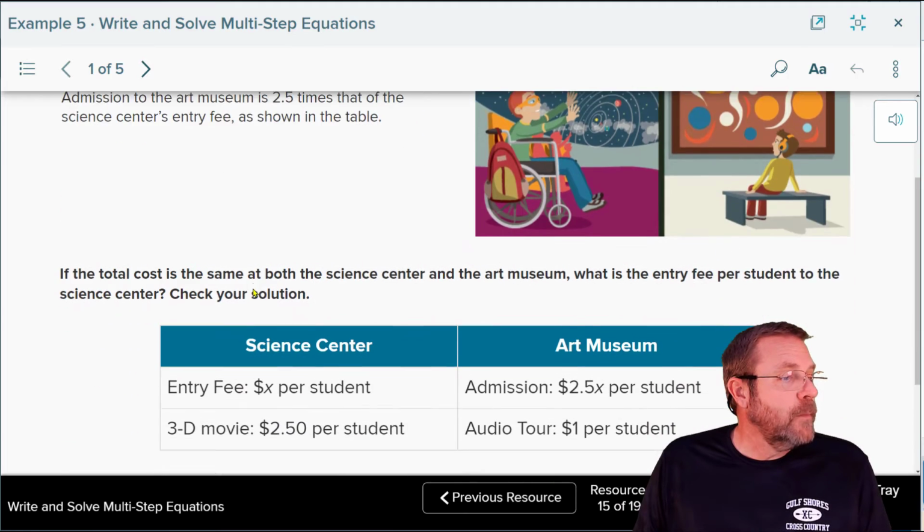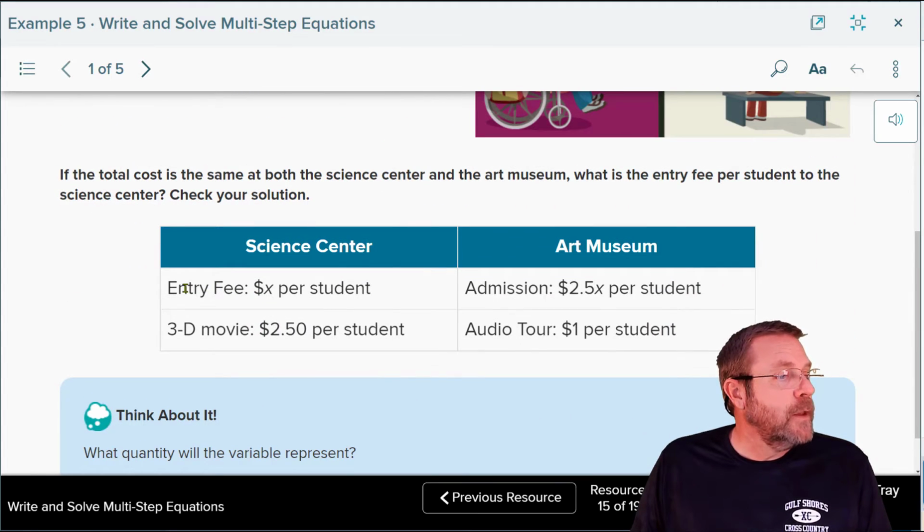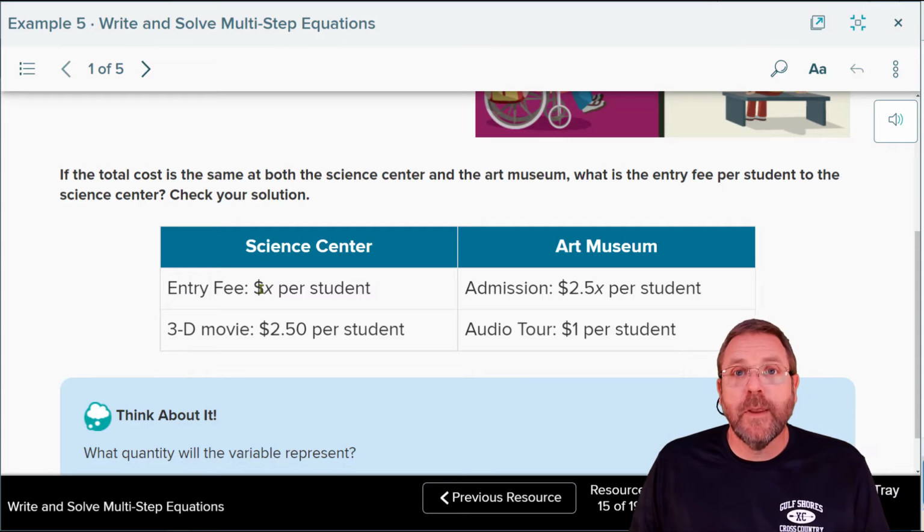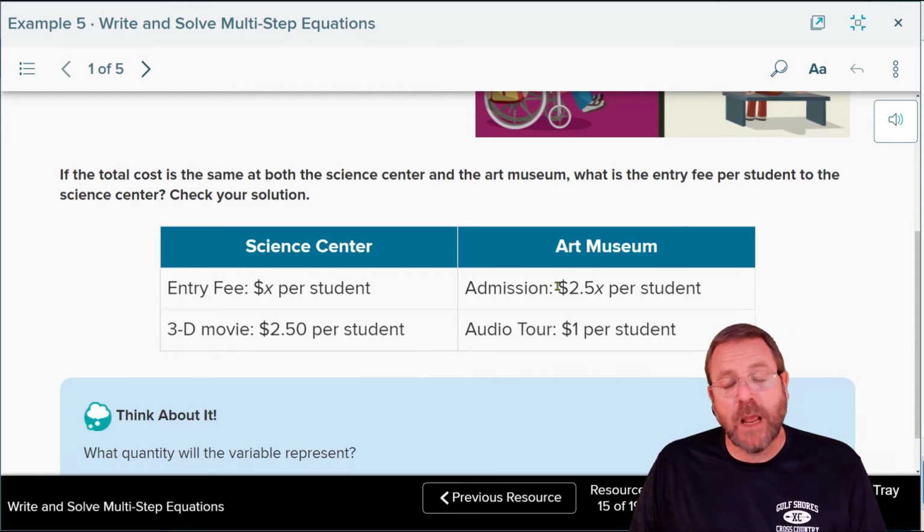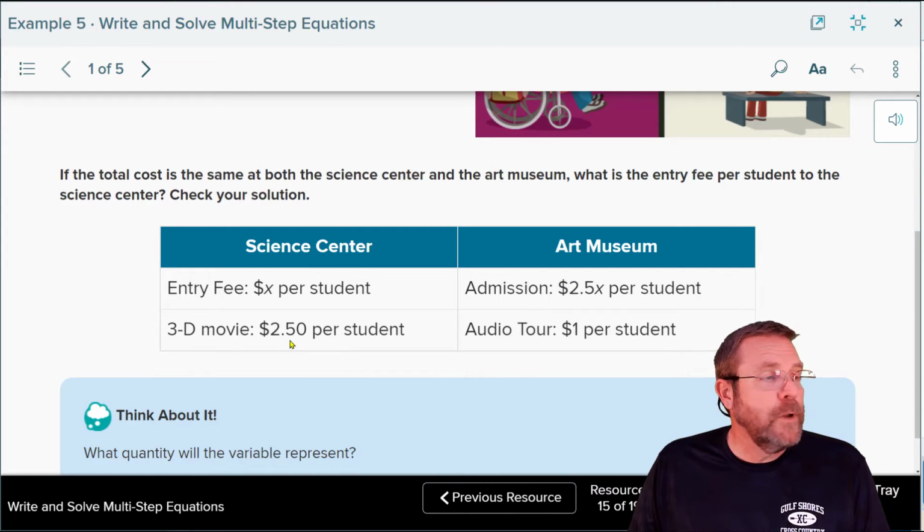So we're going to come down here to the table, and we're going to see that the entry fee for the Science Museum is going to be x dollars per student. The entry fee for the Art Museum is 2.5 times the Science Museum, which I'm thinking I get gypped going there because I'd rather see science and art, but hey. Meanwhile, the 3D movie at the Science Museum is $2.50, and the audio tour of the Art Museum, that's $1, so they can talk to you about art. How exciting. Okay. If the total cost is going to be the same at both the Art Museum and the Science Museum, what is the cost per student going to be for the Science Center?